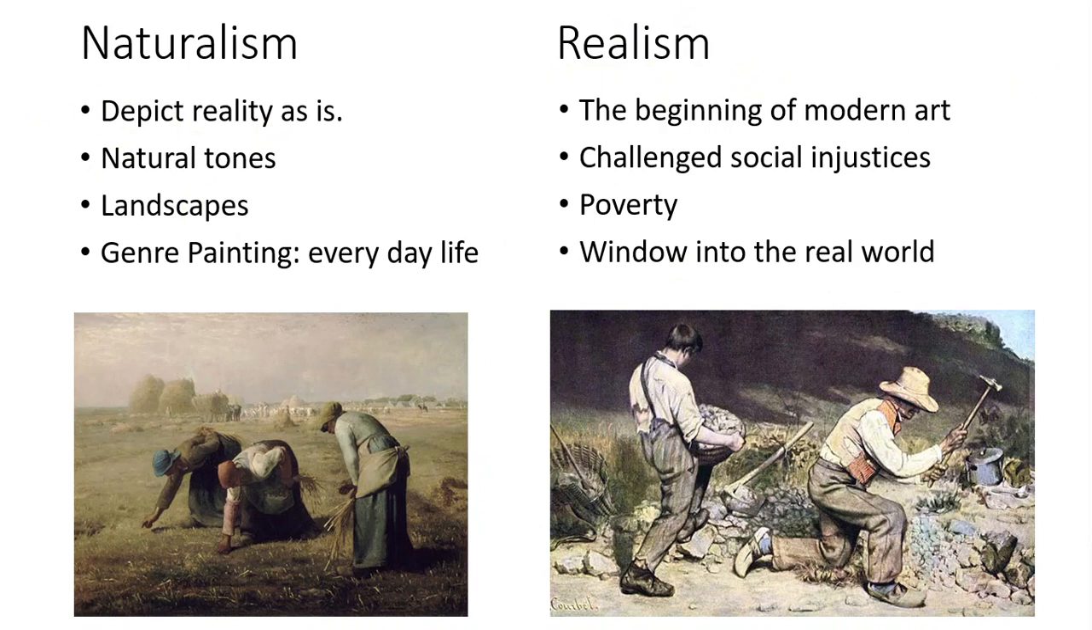This is where artists started to challenge social injustices. They brought to light the severe issues of poverty, and it was a window into the real world. Now, these two paintings might just seem like ordinary paintings, like genre paintings, right? But they're depicting the poverty. These women are gleaners. They live in poverty, and they spend the entire day breaking their backs to pick up little pieces of grain that may have been left in the soil after the rich plantation owners' workers have come through and harvested the fields.